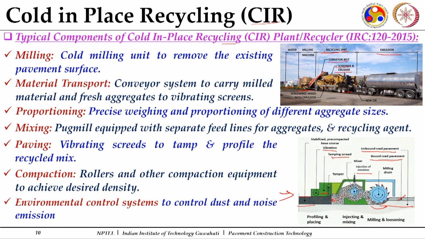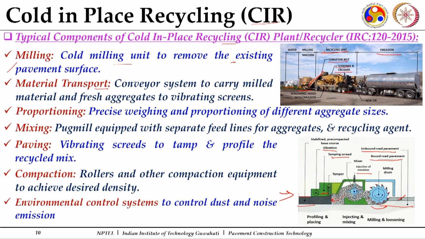And here you can see this is an emulsion tanker. So, you can have one big piece of equipment or a set of equipment running like a train. So, what are the main components or main steps specifically in cold in-place recycling? First, the cold milling unit to remove the existing pavement surface.